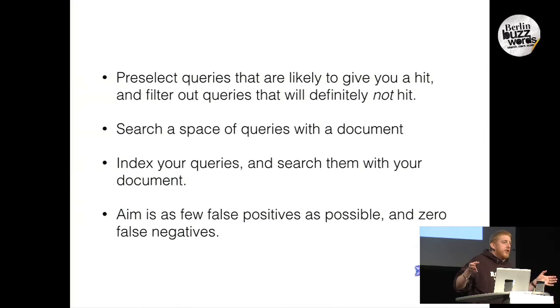It is kind of like a search, okay? You've got a space of queries, and you want to search those queries with your document. It's a backwards search. And the aim is to get as few false positives as possible, so we want to really restrict the number of queries we're running. You want to really only run ones that have a very decent chance of hitting, but you want zero false negatives. You don't want to miss any of those queries that might have got a hit, because if you do that, then you're getting inaccurate results.